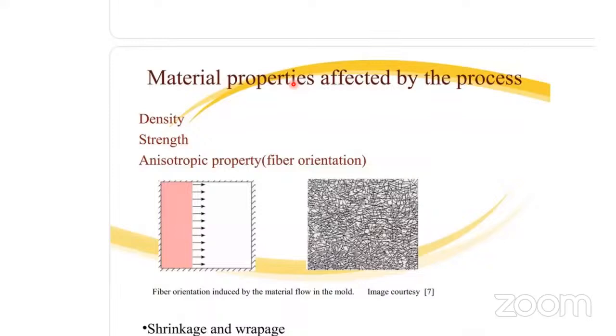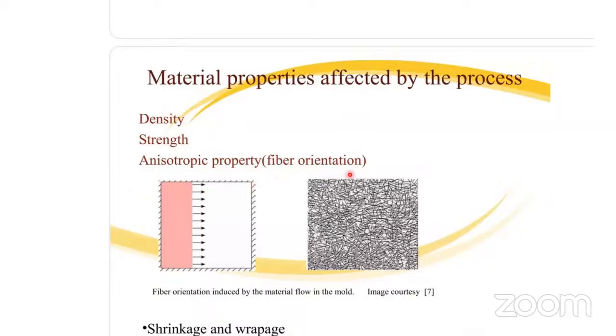Now, material properties affected by the process. I told you density is very important. Strength of the article, density of the article, all depend upon the process. What type of pressure you are applying, what type of orientation will take place, what type of temperature you are putting, what type of bulk factor is there, what type of shrinkage will be there. Friend, therefore density is very important. Strength is very important.